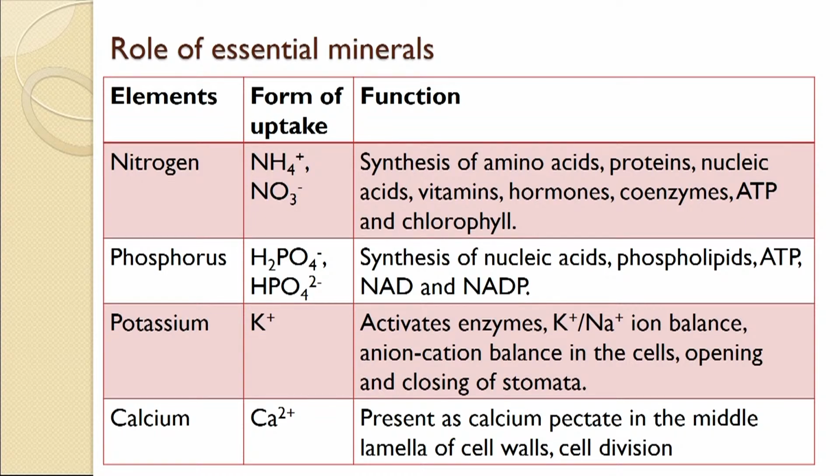Then comes potassium. Potassium mainly activates several types of enzymes in the plant body. It also helps in opening and closing of stomata, which also controls the plant's respiration and transpiration. It also maintains the K plus Na plus ion balance in the cell. Then comes calcium. Calcium basically acts as the building block of the cell wall. It is present as calcium pectate in the middle lamella of the cell wall. It also helps in cell division as well as cell enlargement of the plant.